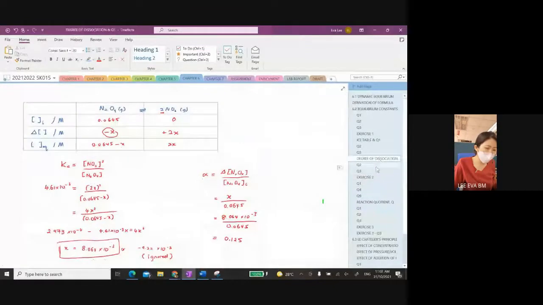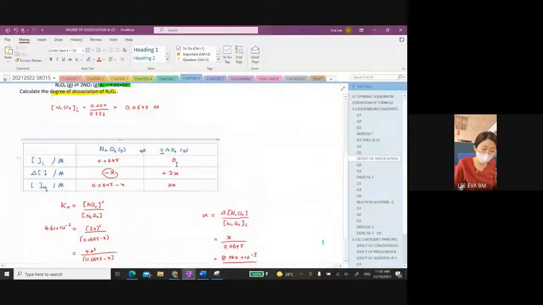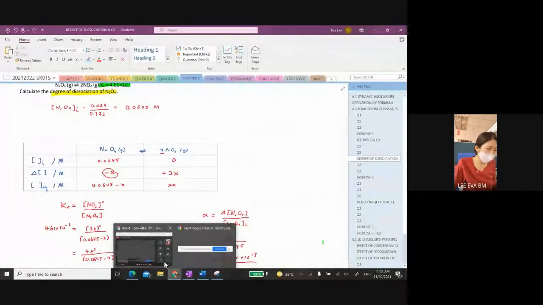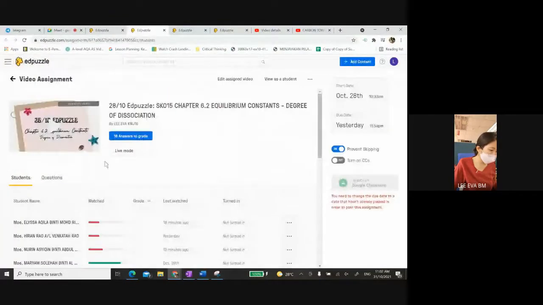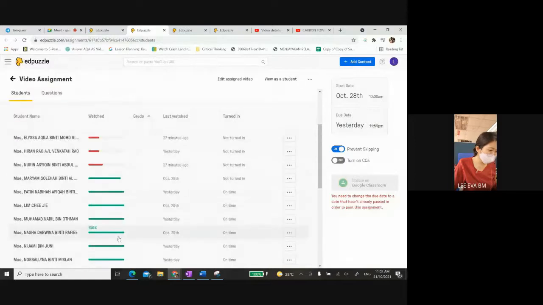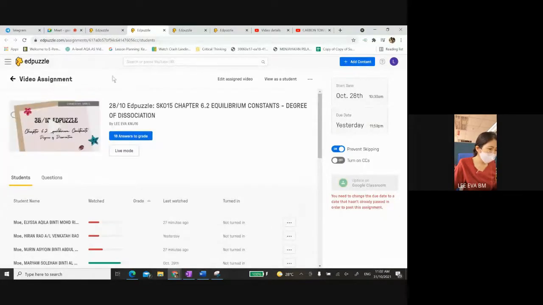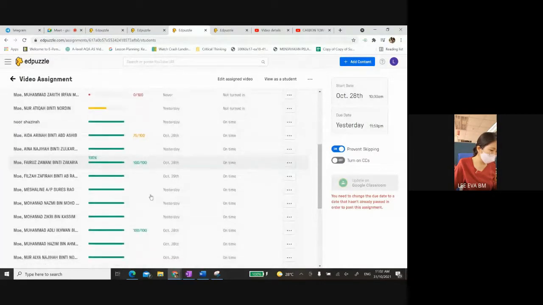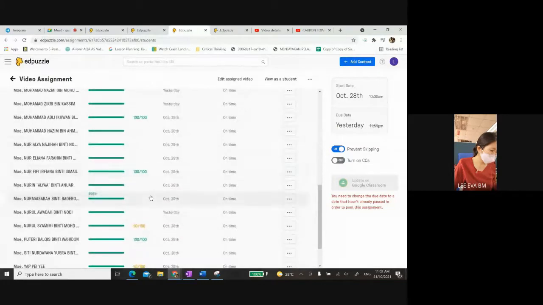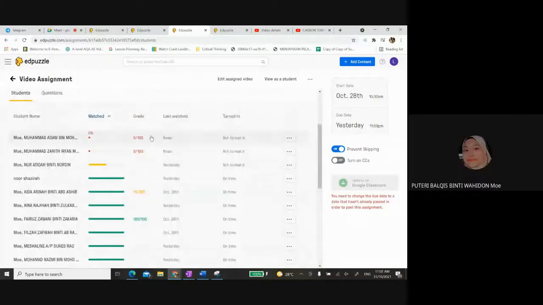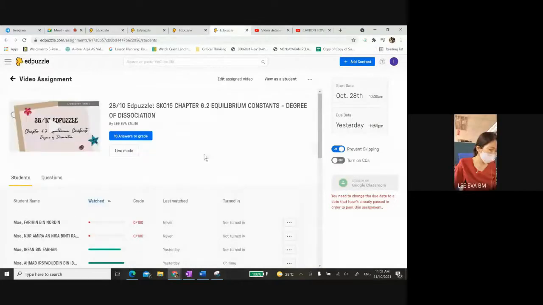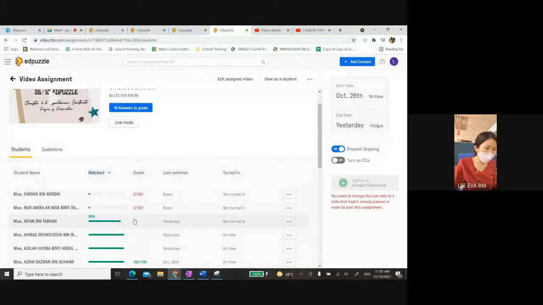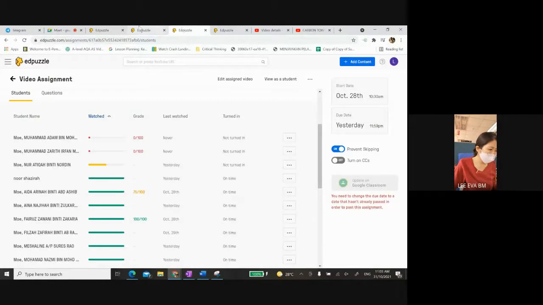So after the video on degree of dissociation, some have not finished the video or the puzzle. If you look at this, I can see a few classes. Whose class is this? MS8, three people have not finished. This one is MS8, two more. Here there are also some who have not finished, MS7. MS9 I think is already done.